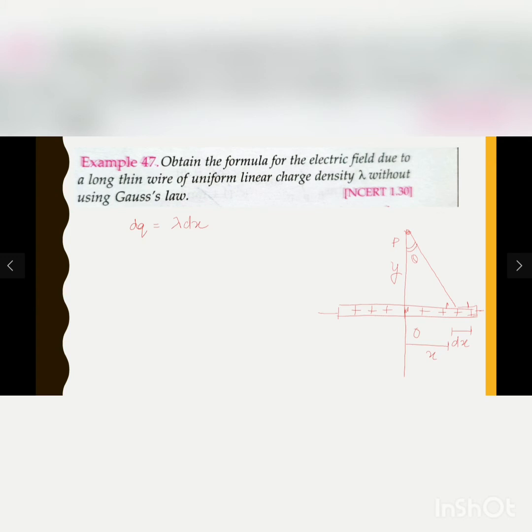Now at this point, if we put a test charge, it will be repelled along this line, joining the point P and the point element dx. Now this small contribution dE, the small component of electric field, can be taken as sum total of these two components of electric field along two perpendicular directions.